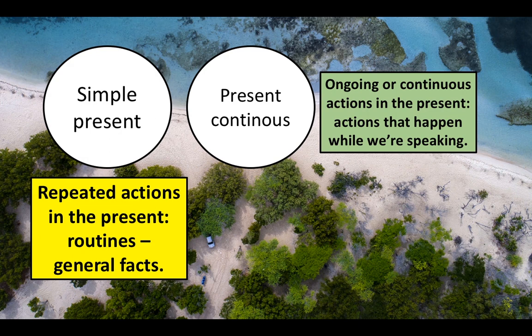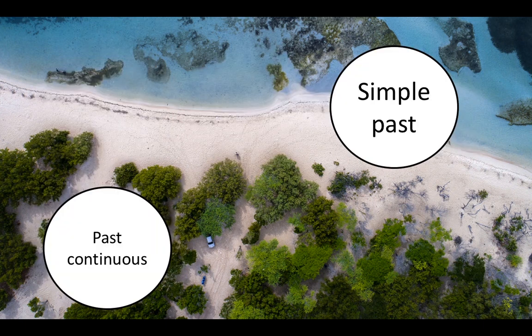And present continuous, we use it to describe actions that happen as we speak. Now we have the simple past and the past continuous. Do you remember the difference between the simple past and the past continuous?